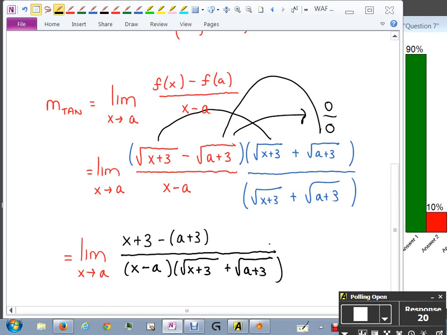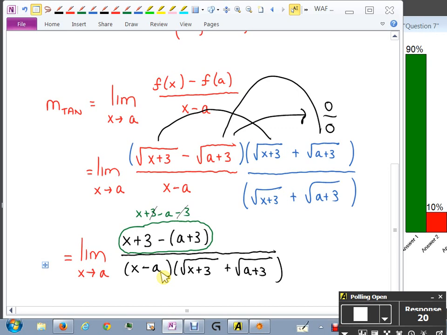Is that x minus a going to cancel? Yes, because when I clean this up right here, this becomes x plus 3 minus a minus 3, just distributing the negative through the parentheses. The 3's cancel each other out, and so you're just left with x minus a on top. X minus a divided by x minus a reduces down to a 1.